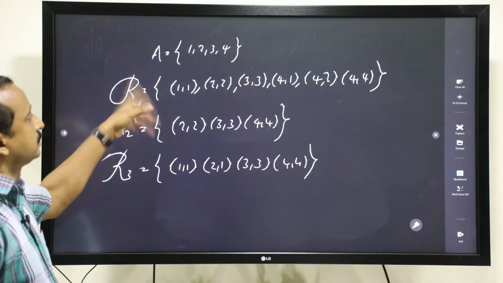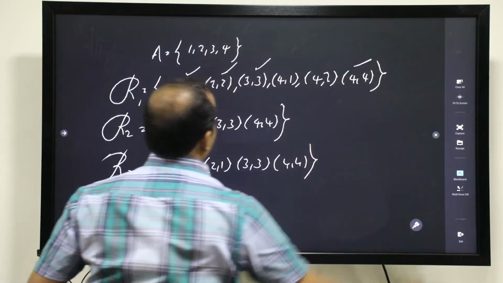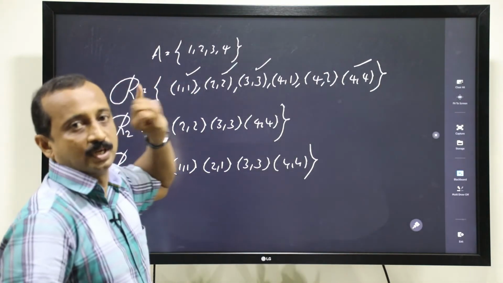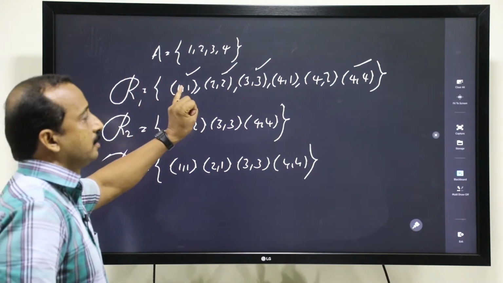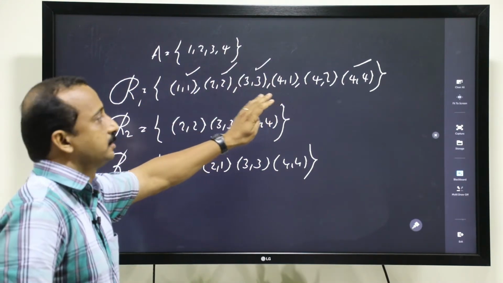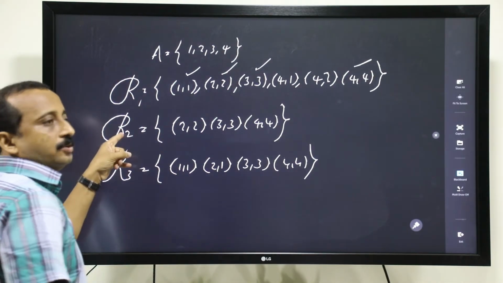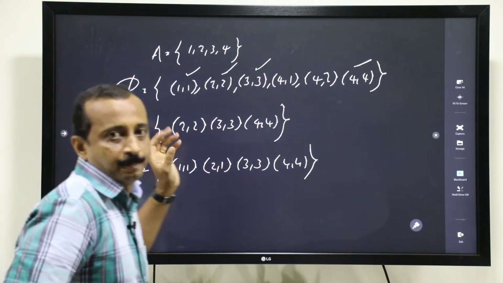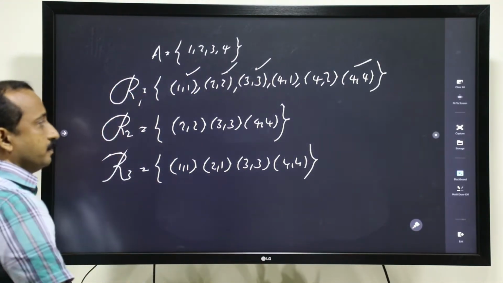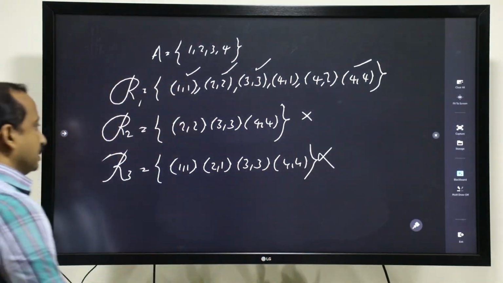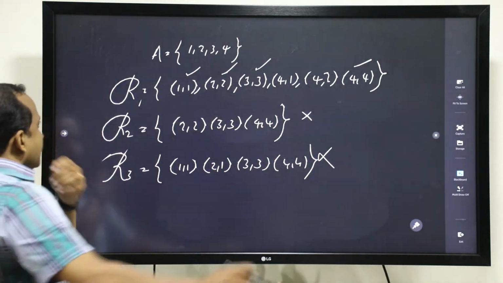Here the first relation already satisfies reflexive condition because it contains (1,1), (2,2), (3,3) and (4,4). The set A contains 1, 2, 3, 4. Therefore each element is related to itself. That means 1, 1 ഉണ്ടാവണം, 2, 2, 3, 3 and 4, 4 contain ചെയ്തിട്ടുണ്ട്. R1 is reflexive relation. But in second and third, here (1,1) is not an element of the given relation R2 and therefore R2 is not reflexive. Also R3 is not reflexive because here (2,2) is not an element of the relation R3 and therefore R3 is not reflexive. Okay, clear?